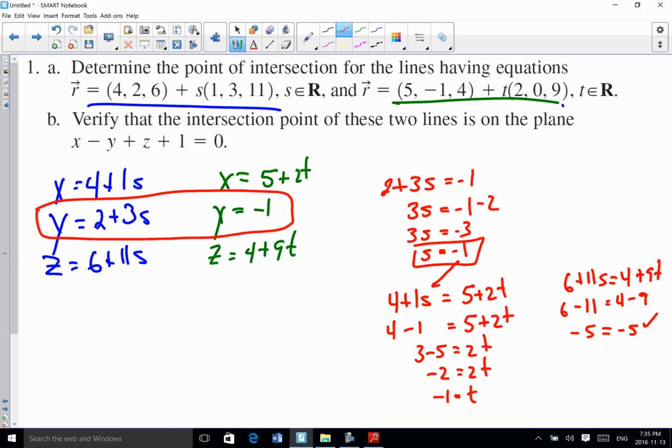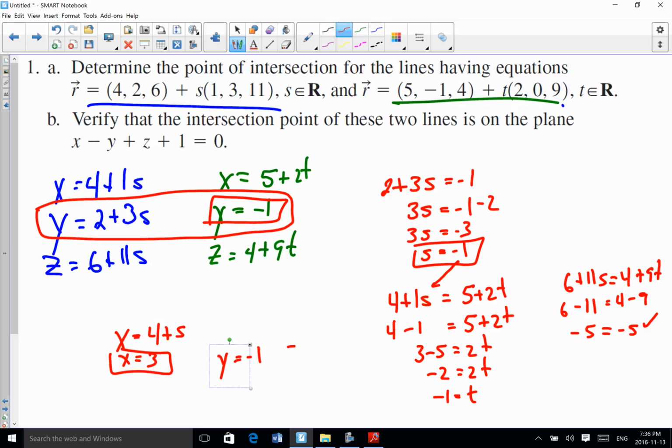So the points that we want to find, x, y, and z, remember our objective was to pick any equation and use our parameters. So x is 4 plus s, but s is -1, so x is 3. y, well, y is -1, right? We're told that right here no matter what. y has to be -1.